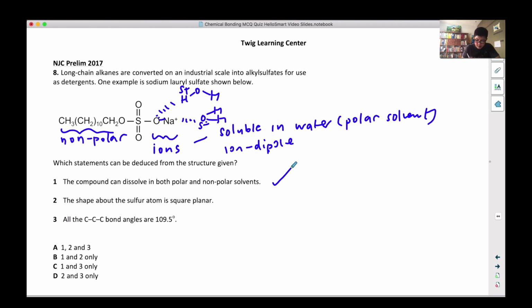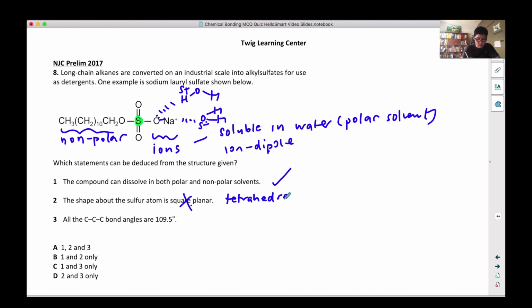The shape of the sulfur is square planar? Look at sulfur. Sulfur has 4 bond pairs, so the shape for sulfur is not square planar. With 4 bond pairs, it should be tetrahedral.